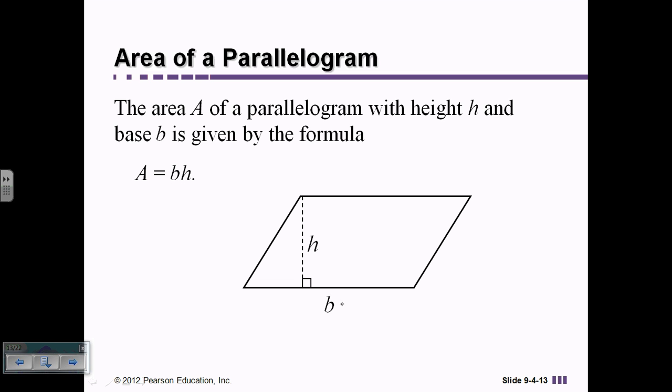And the base is the two sides that the height is perpendicular to. Notice the height is always perpendicular. Here we go again. Here we have the height is perpendicular to the base. So that's how you can establish which one is the base and which one is the height.